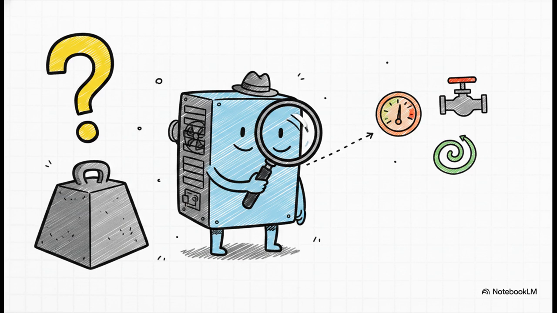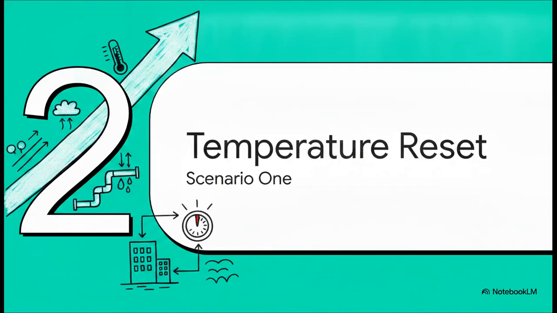It only responds to control signals. It's constantly scanning coil valve positions, supply and return temperatures, just looking for clues to figure out if it has unused capacity. And honestly, that perfectly sets the stage for our first experiment. Moving right along into Section 2, Scenario 1, temperature reset.